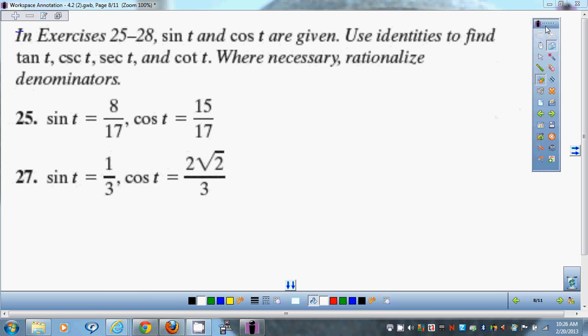This is pretty much identically what you just did, except it didn't give you a picture, and it didn't tell you that it was on the unit circle. Now, if it doesn't tell you it's on the unit circle, then you technically have to use other means to find out the pieces of your triangle. So, let's look at this.